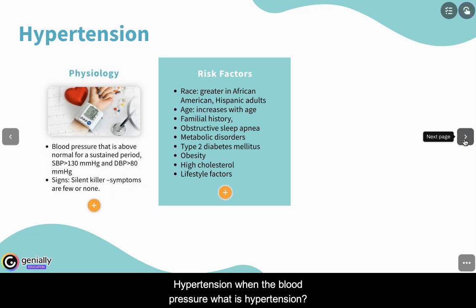Hypertension. What is hypertension? It's when the blood pressure is above normal for a sustained period. Systolic blood pressure greater than 130 and diastolic greater than 80. Hypertension is called a silent killer because symptoms are few or none. They're not very noticeable.